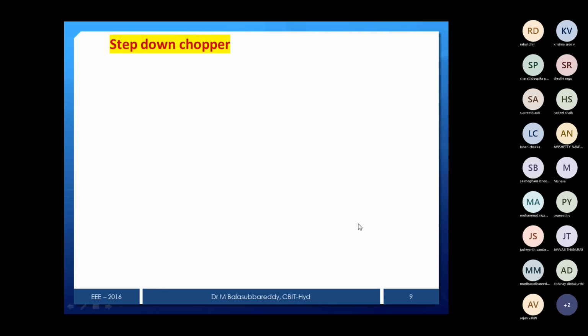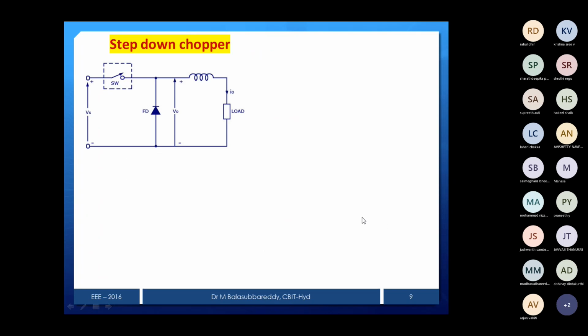Now we'll see one by one. Step down chopper. What is the step down chopper? Simple circuit. Just notice this circuit. The only thing is to turn on the chopper and turn off the chopper, nothing more than that. So now let's consider the chopper is on. Turn on. What is your output voltage? Current is passing like this, then the current will rise, and the output will be the same as the input. That's all when the chopper is on.